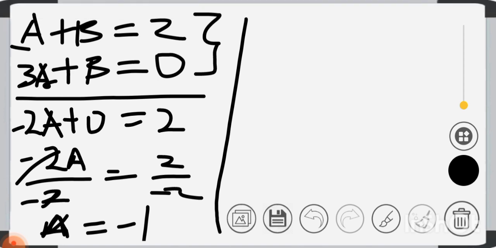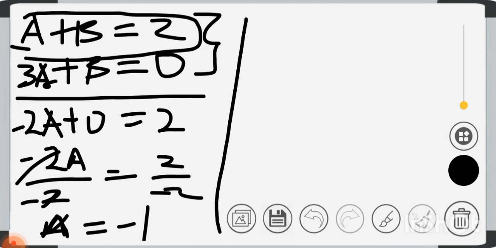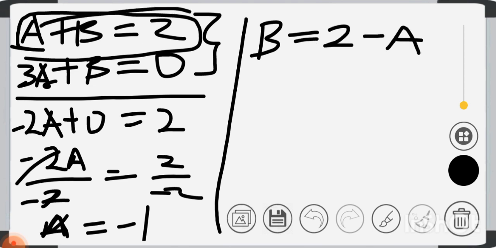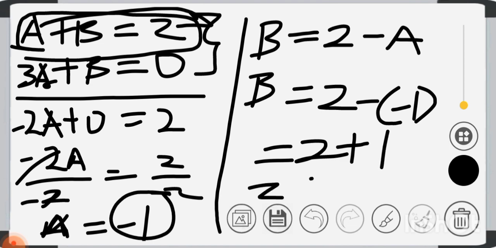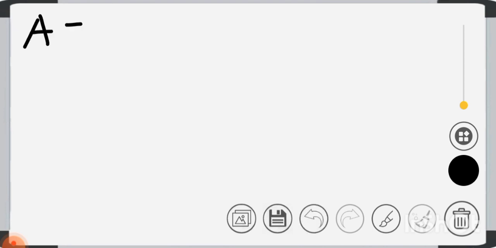Then for b, from here now, we can say b is equal to 2 minus a. If you move a to the other side, we're going to have that. B will be equal to 2 minus, look at a, it is minus 1. So that will give us b is equal to 2 plus 1, because minus times minus is plus. That will be b is equal to 3. So a is equal to minus 1, b is equal to 3.